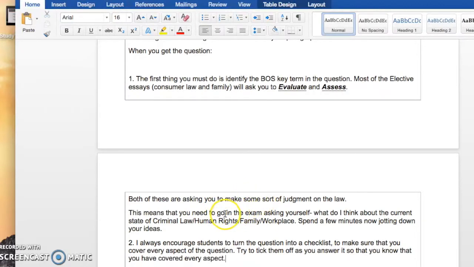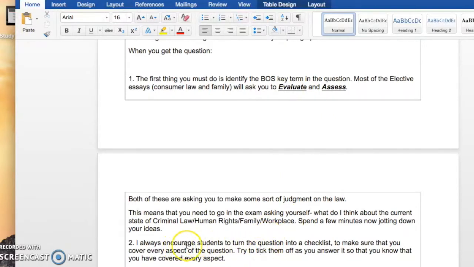So this means that you need to go into the exam asking yourself, what do I think about the current state of criminal, human rights, family, workplace, whatever you are studying? Spend a few minutes now jotting down your ideas on what you think because you're trying to make a judgment. Remember, you're evaluating and assessing, you are judging whether it is effective or not.